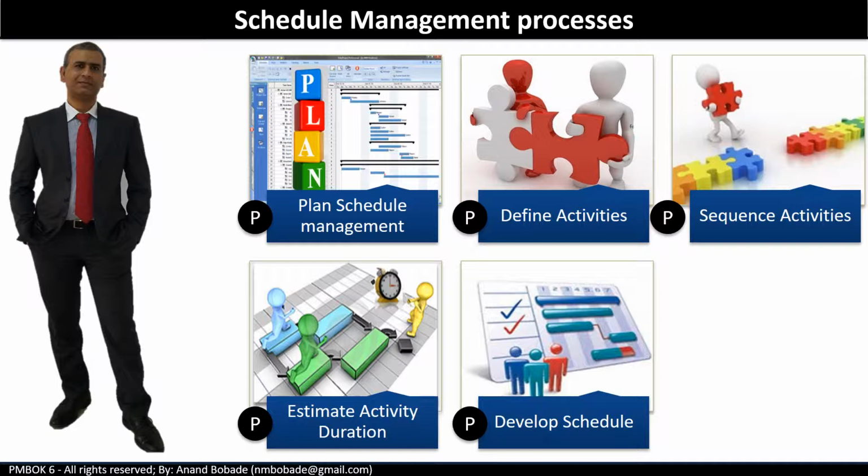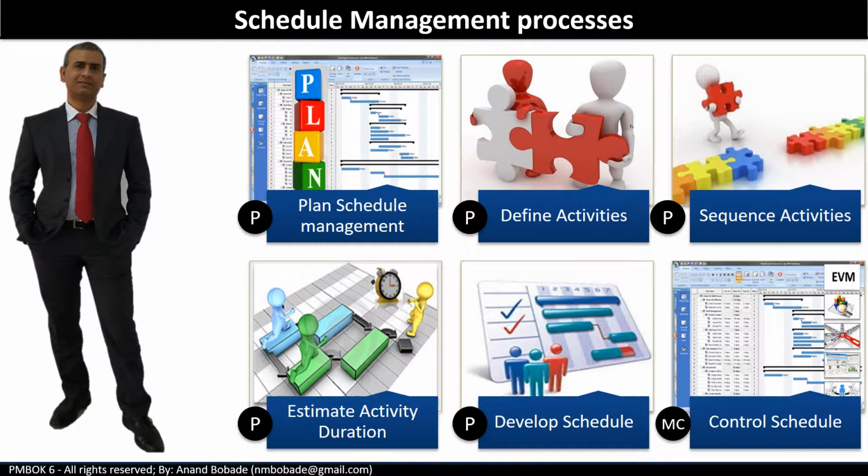And finally, control schedule, which is under the monitoring and controlling process group. So the first 5 processes are part of the planning process group and the last process is under the monitoring and controlling process group. Control schedule is the process of monitoring the status of project activities to update the project progress and manage changes to the schedule baseline to achieve the intended plan.